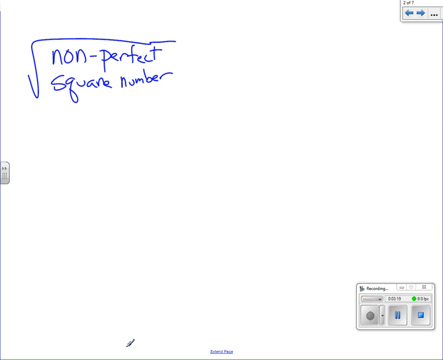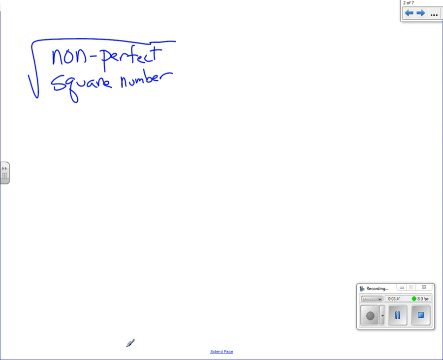The reason why those numbers are non-perfect squares is because there is no whole number that you can multiply by itself to give you, for instance, 18. I mean, think about it. 3 times 3 is 9. 4 times 4 is 16. 5 times 5 is 25. You've already passed 18.